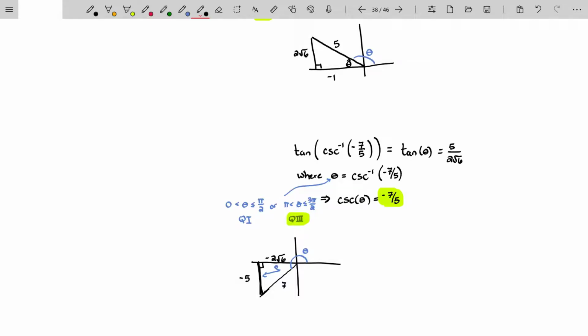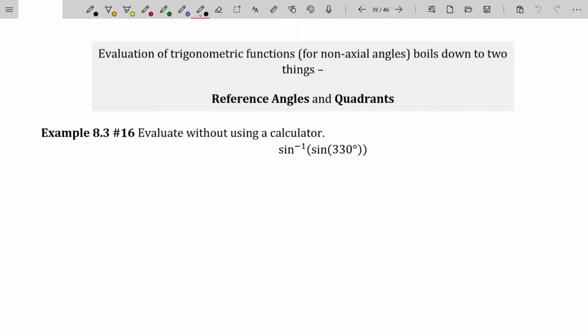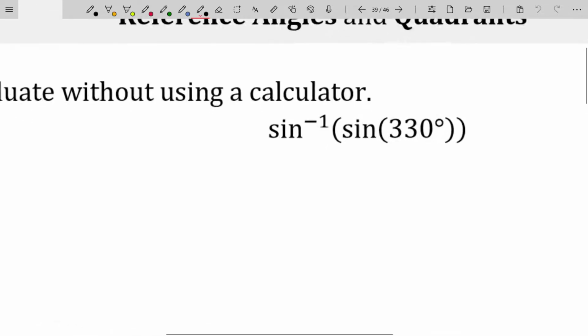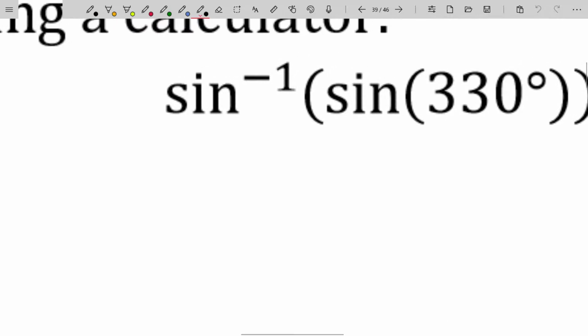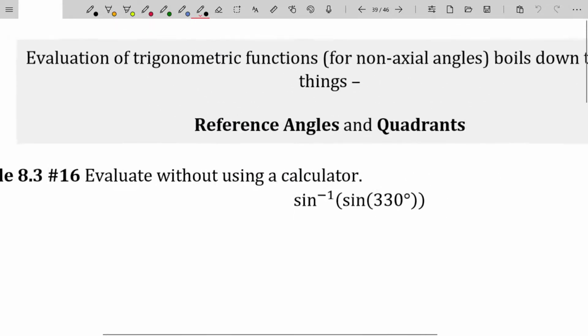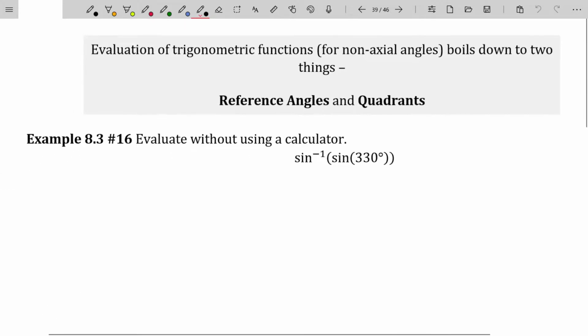Not very common, but it does happen. Now we're going to go into cases 3 and 4. Cases 3 and 4 occur when you're taking the inverse trig function of a trig function. And these are a little bit more complicated. That's why I saved them for the back half of this video lecture.